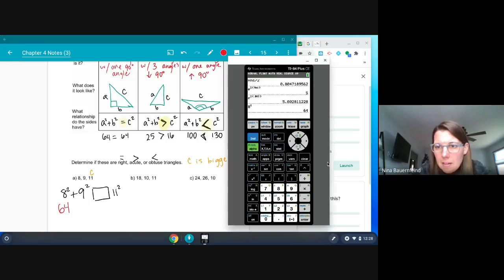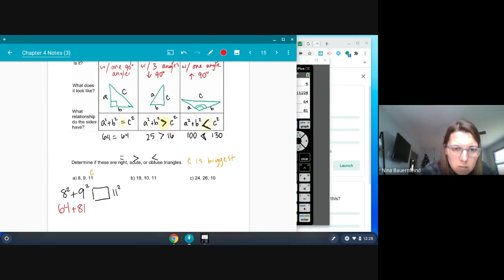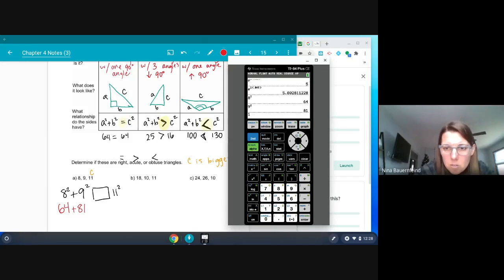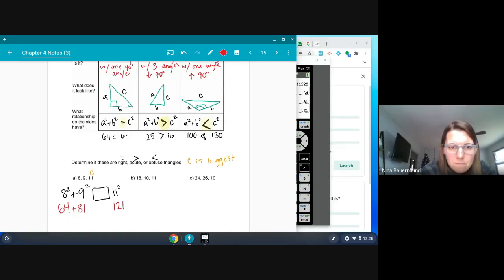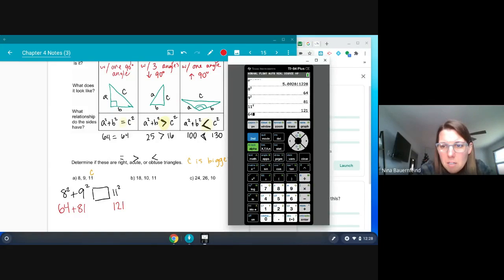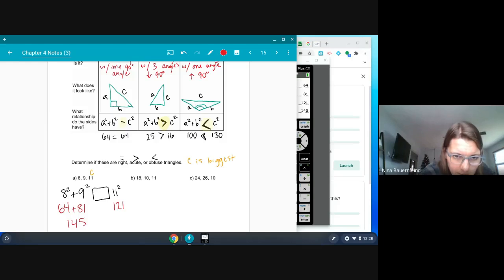And then 9 squared is 81. And then 11 squared is 121. So then on the one side, we need to check what 64 plus 81 is. This is 145. And that compares to 121.